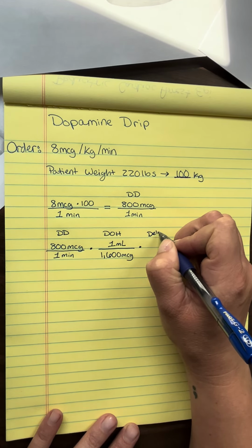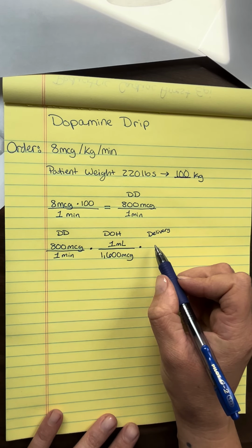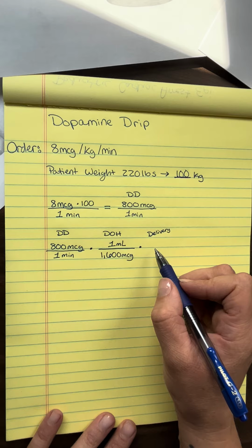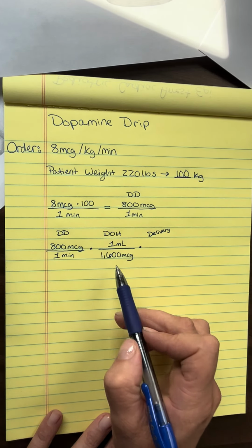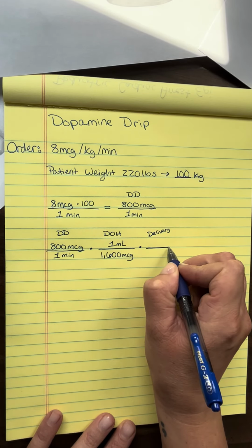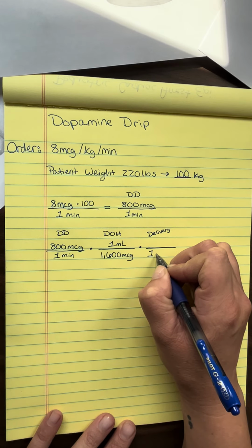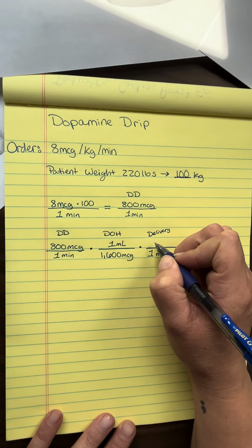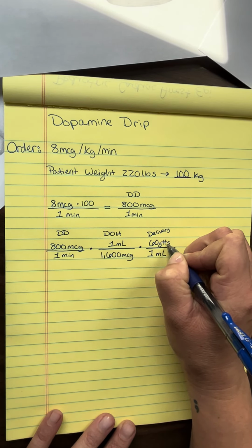So, delivery. For our delivery of dopamine, we always use a 60 drip set. So 60 drips is 1 milliliter. I have 1 milliliter on the top over here. So I need to put the milliliters on the bottom over here so it can cross cancel. 1 milliliter, and then 60 drip set.